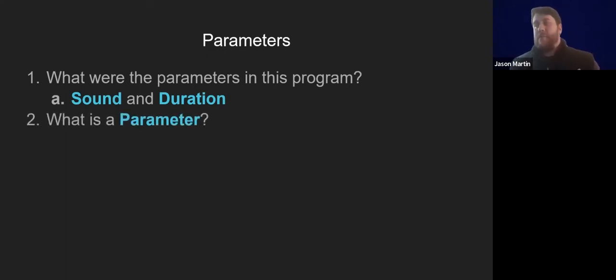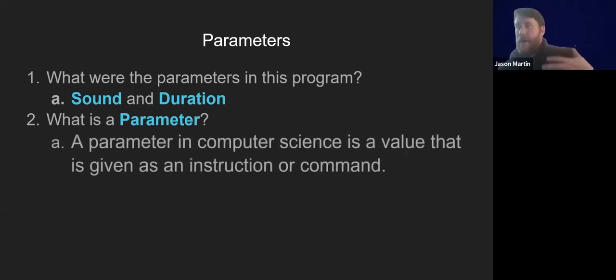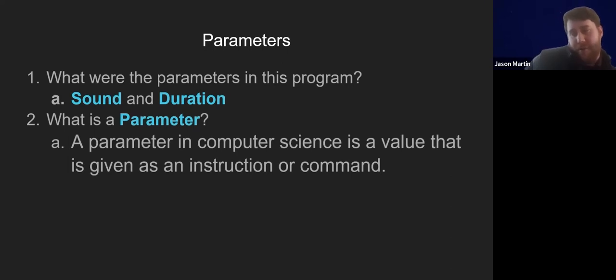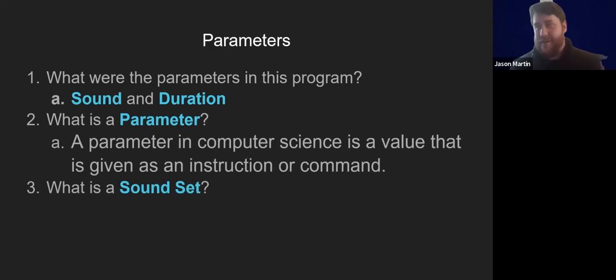So we ask them, well, what is a parameter, and go over that topic. And in computer science, it's a value that's given as an instruction or a command. So do I play something at volume 2, or do I play something at volume 10? Or how fast do I play something?